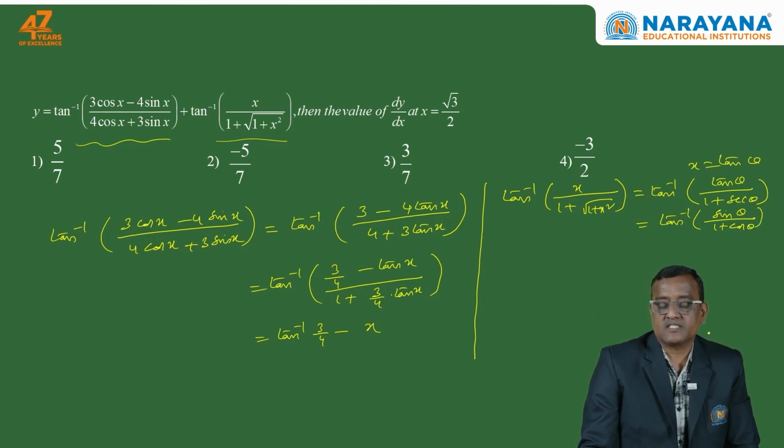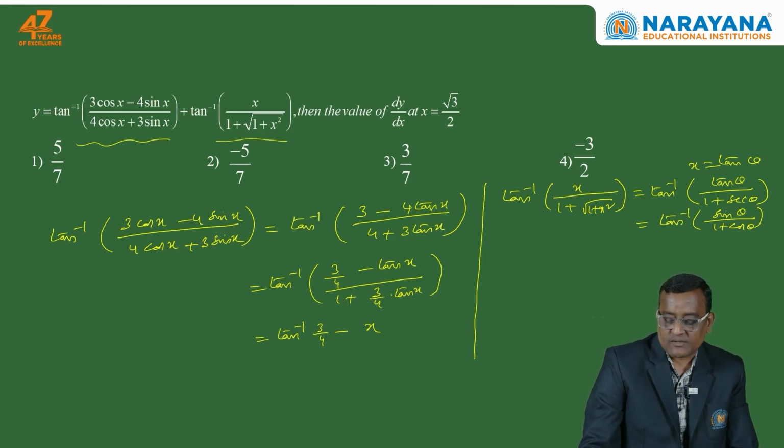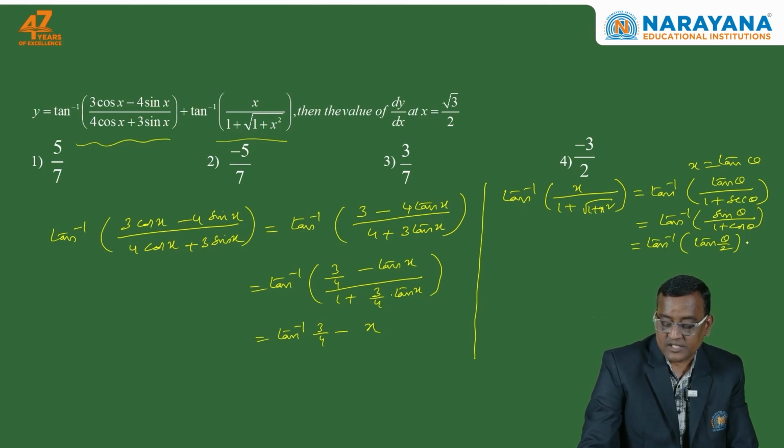So converting this into half angles, you can write sin theta as 2 sin theta by 2 cos theta by 2, and 1 plus cos theta is 2 cos square theta by 2. Then it is tan inverse of tan theta by 2. Writing sin theta as 2 sin theta by 2 cos theta by 2, and 1 plus cos theta as 2 cos square theta by 2, we get tan inverse tan theta by 2, nothing but theta by 2.